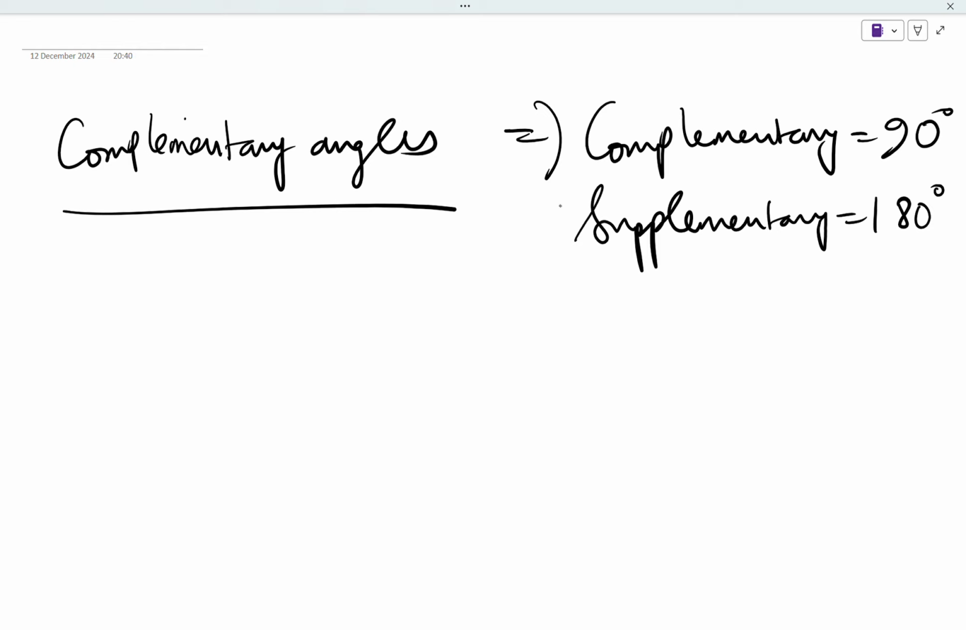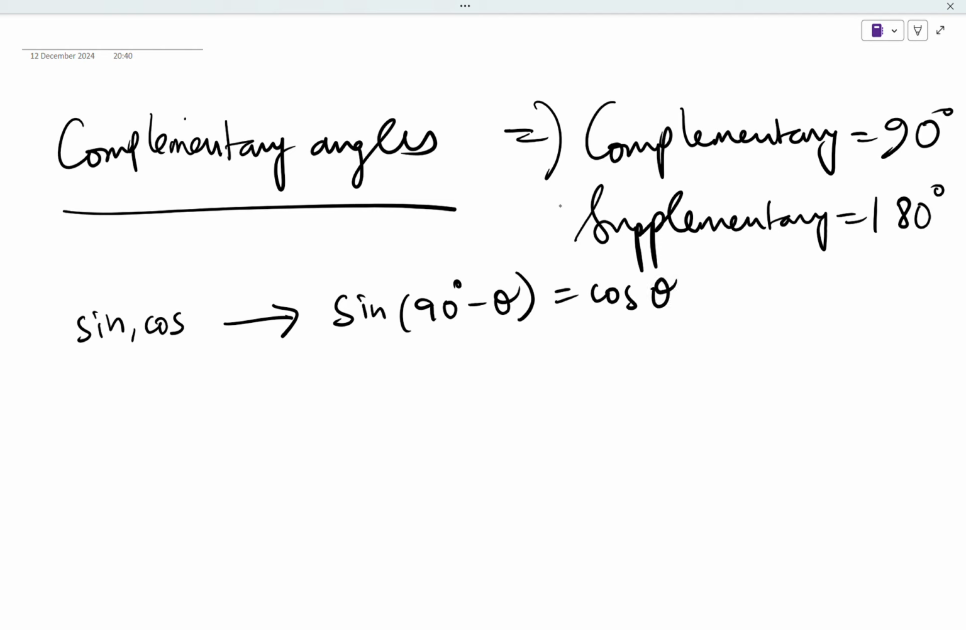Alright. So sine and cos are complementary to each other, which means that sine of 90 minus theta gives me cos theta. Also, cos of 90 minus theta gives me sin theta. So from an exam's point of view, you should remember which two trigonometry ratios are complementary, which two form a square relation, and which are inverse of each other.